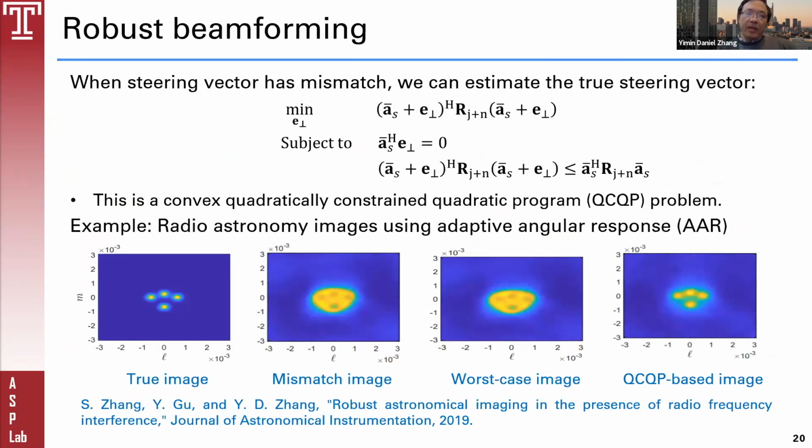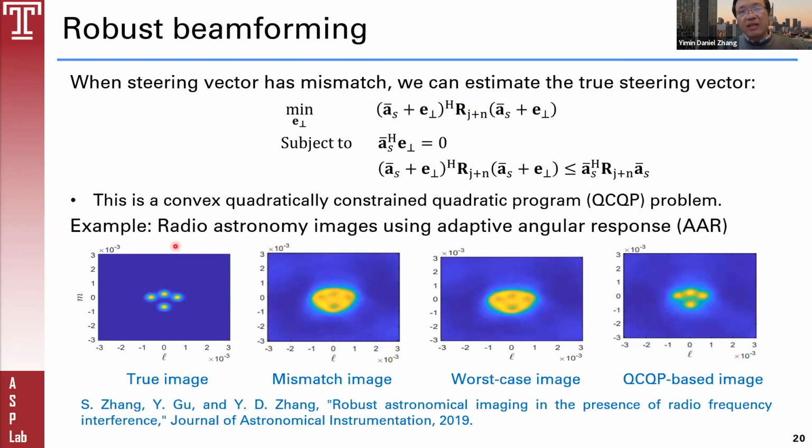Okay, and also, if the steering vector has a mismatch, we can estimate the true steering vector by minimizing this result. In this result, we are minimizing the output interference plus noise power, but because a-bar here is the presumed one, that's not necessarily the correct one. So we add an orthogonal component here, and this term e is orthogonal to this presumed desired signal steering vector, and such that we minimize this term. And then in this way, we can find out what this error term is, and as a result, a-bar plus e would be the estimation of the true steering vector that can be used to improve the beamforming performance.